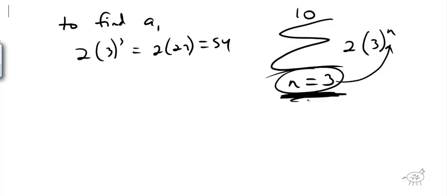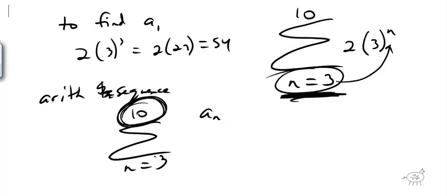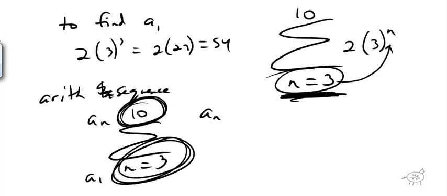And if it happens to be an arithmetic sequence, and I have my summation, n goes from 3 to 10, remember, I need my a sub n. I need my last term, so make sure you plug in that to get your a sub n. This is your a sub 1, and this is to get your a sub n, your last term.